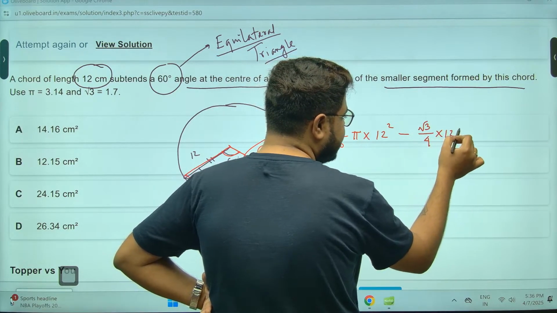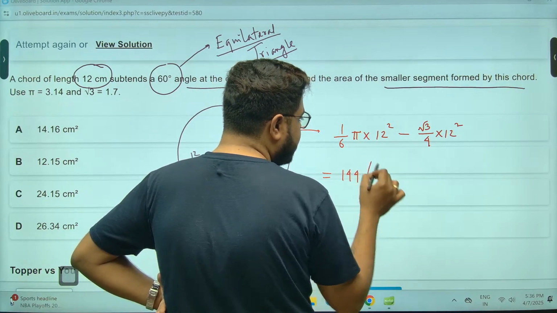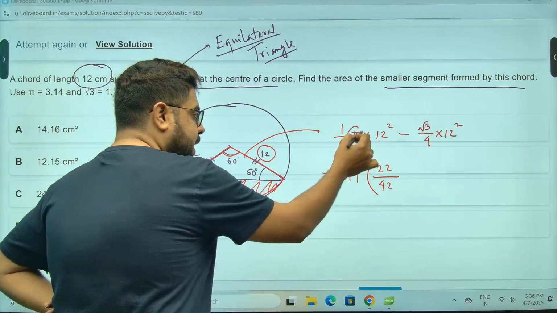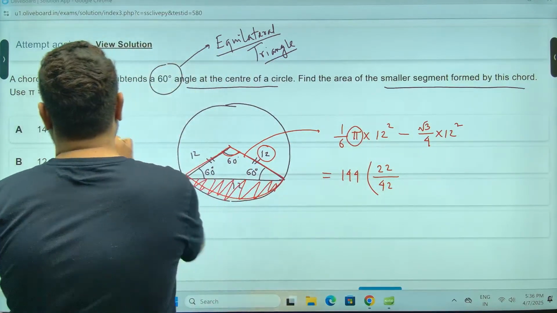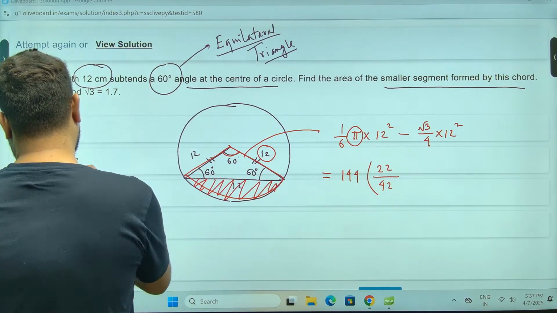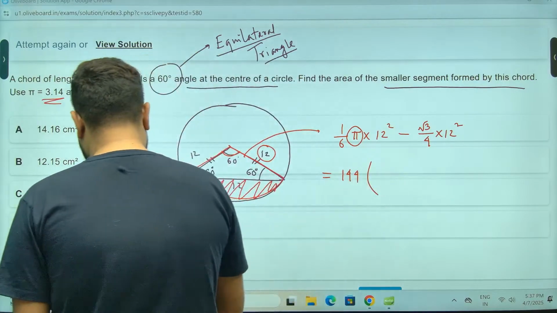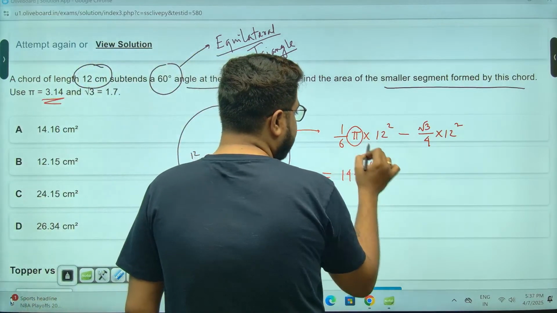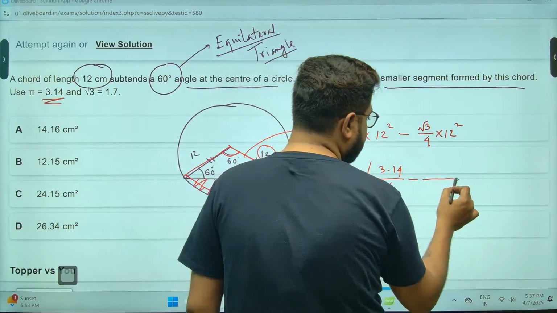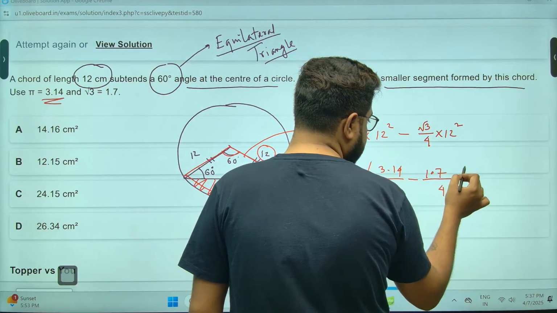Sir, do not calculate yet. 12 square is common, 144. Pi is 22 by 7. No, I cannot do this because the options are not very close, but still, okay. Since we have to calculate anyway, keep it. Pi is 3.14 by 6 minus √3 by 4, and √3 is 1.73. They have given only 1.7, okay, fine.